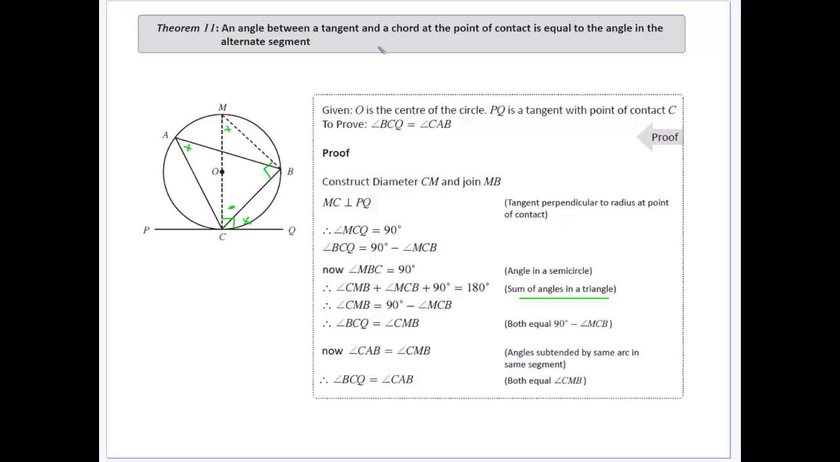So we can quote that. The angle between a tangent and a chord at the point of contact is equal to the angle in the alternate segment there. It's long-winded, but really powerful theorem and some nice mathematics that goes with it.